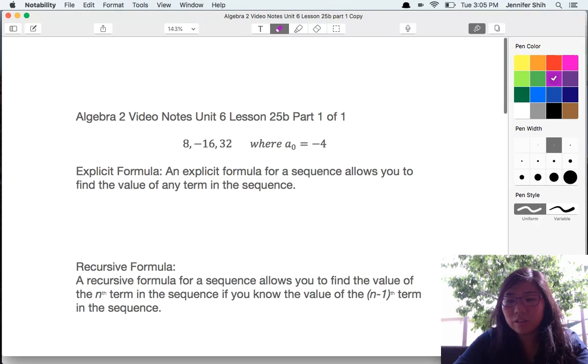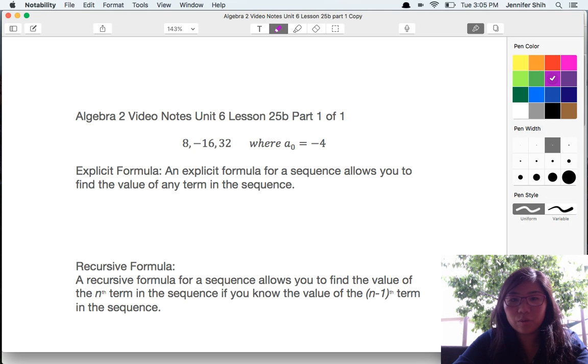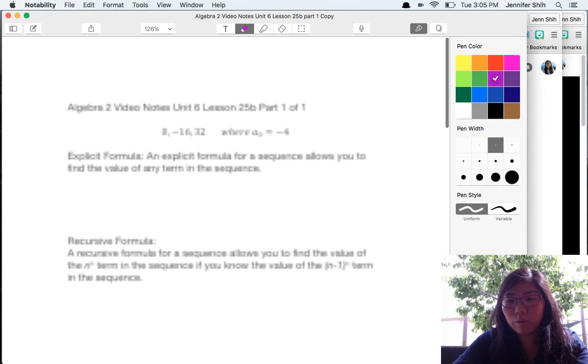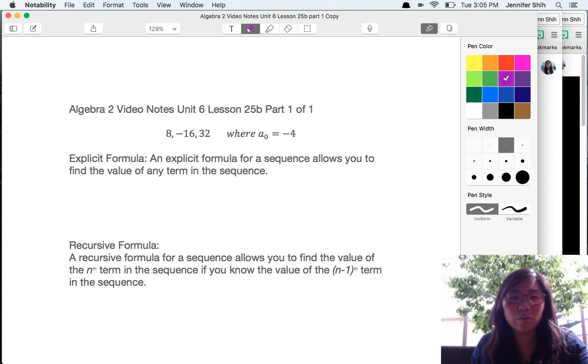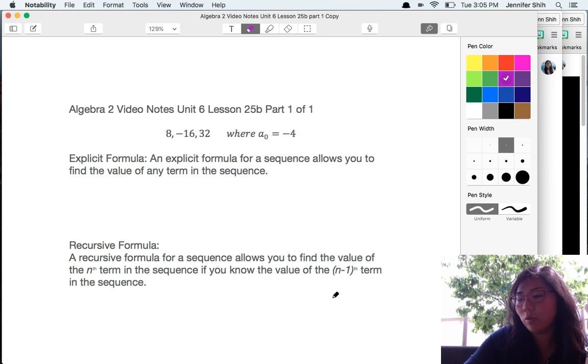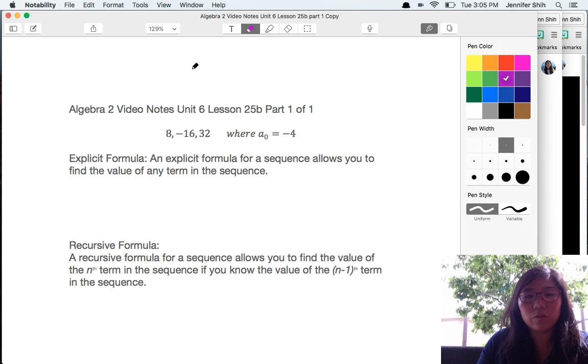Hello, we are going to take notes on lesson 25B, part 1 of 1. Okay, so we're going to talk about two pieces of vocabulary, an explicit formula and a recursive formula, before we get on to the examples.